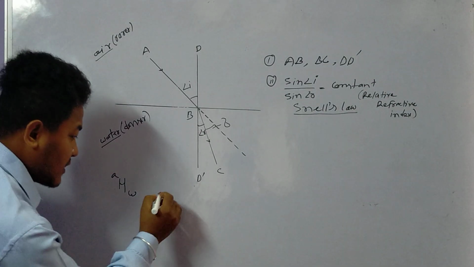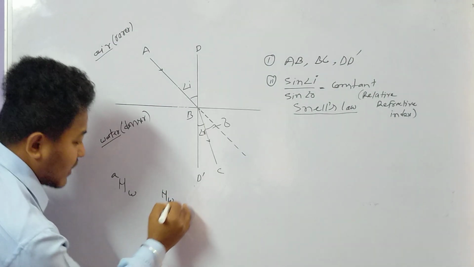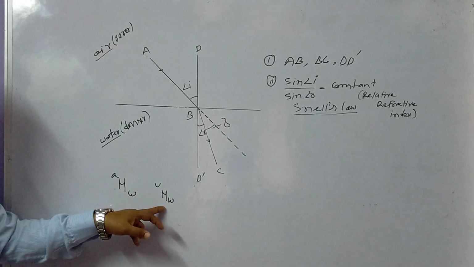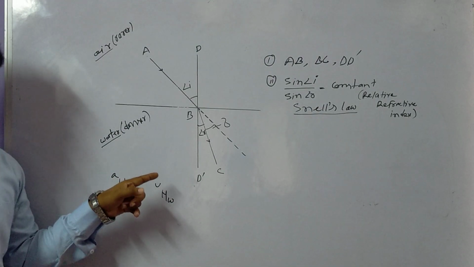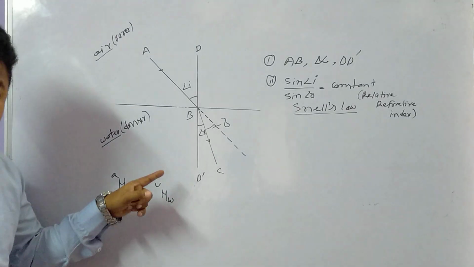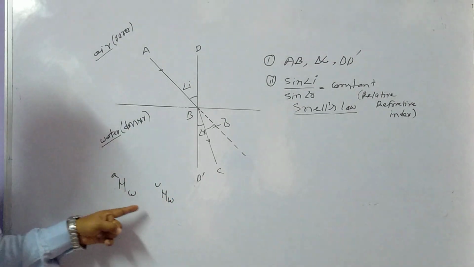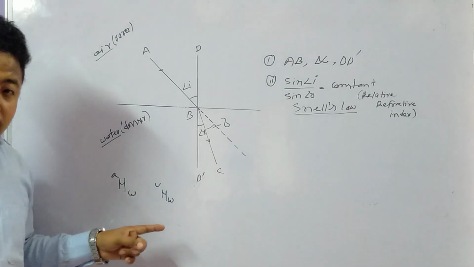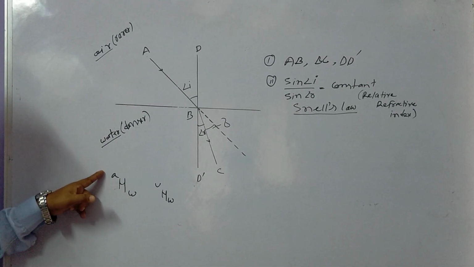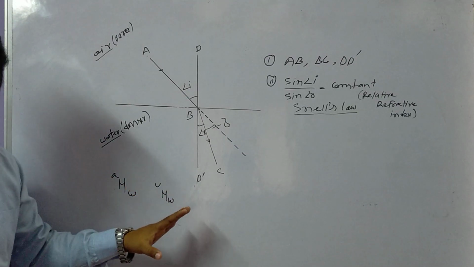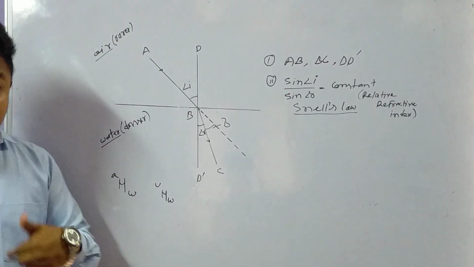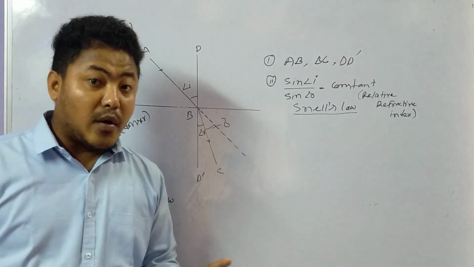Understand? But if you only write mu of water, and you consider it with vacuum, then it will be the absolute refractive index of water. This will be the relative refractive index of water, or you can say the refractive index of water with respect to air. Is this clear to you? Keep in mind, the absolute refractive index and relative refractive index are not quite similar.